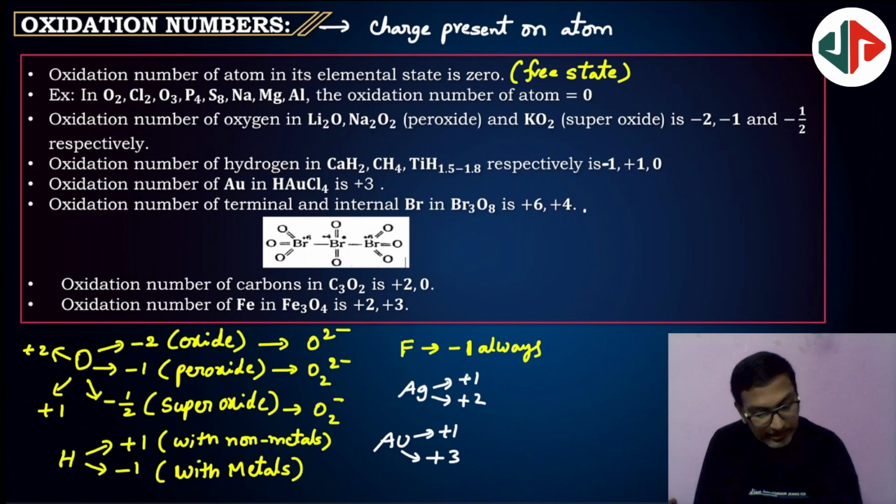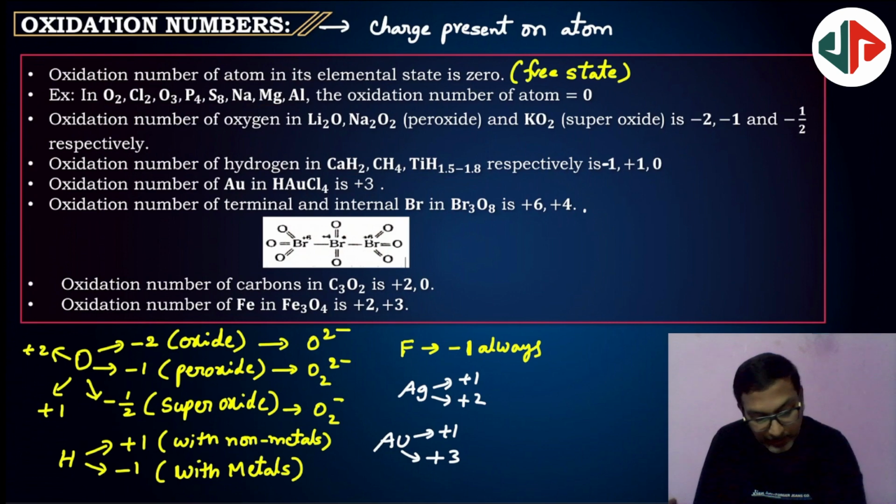Next, the oxidation state of Br in Br3O8, +6 and +4. Check here: this bromine is +6, this bromine also +6, and the middle one is +4. So the terminal bromine is +6 and the internal bromine is +4.